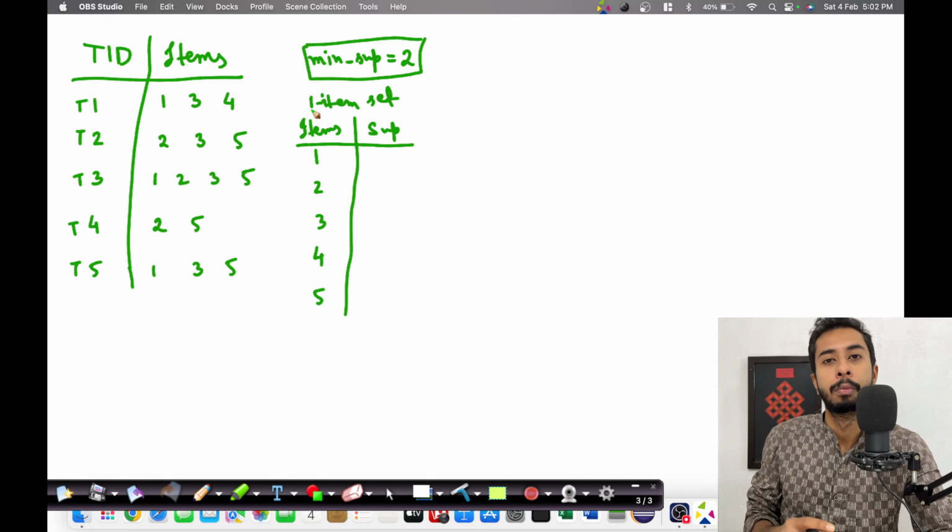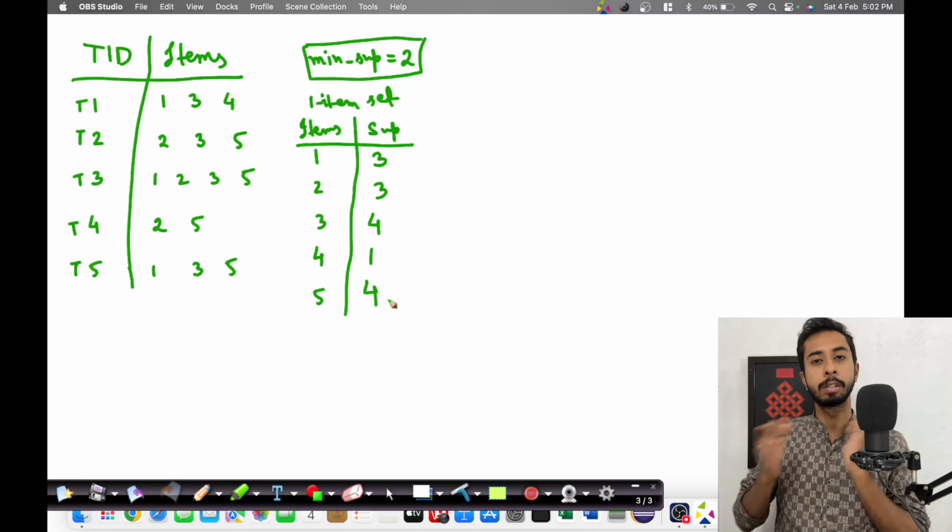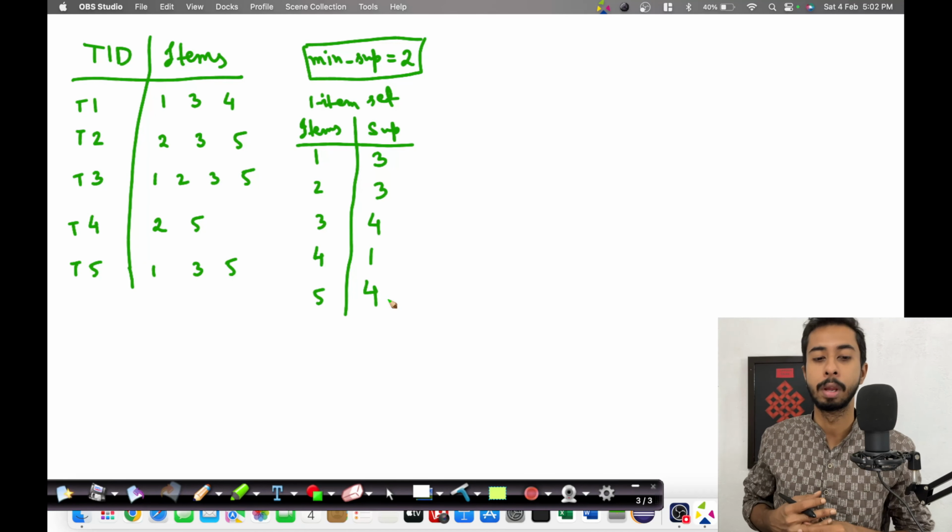So you have to find out the support of 1. How many times was 1 bought? One time here, one time here, one time here, so 3. 2 was bought in transaction 2, transaction 3, and transaction 4, so 3 times. Likewise 3 was bought 4 times. 4 was bought only one time, and 5 was bought 4 times. So these are the supports. From the definition in the earlier video, you know what support is. So I have found out the support count.